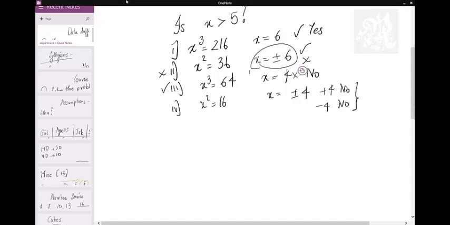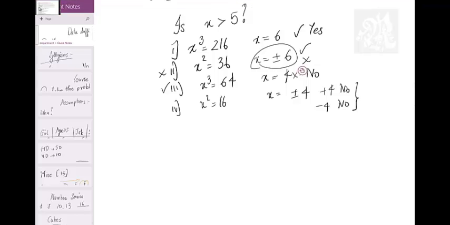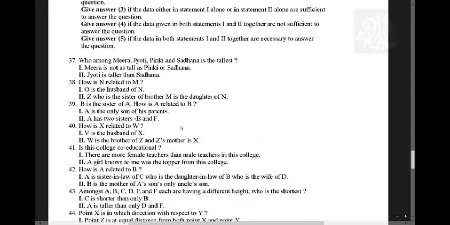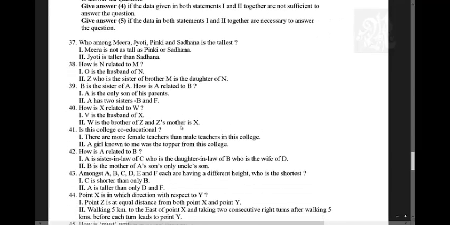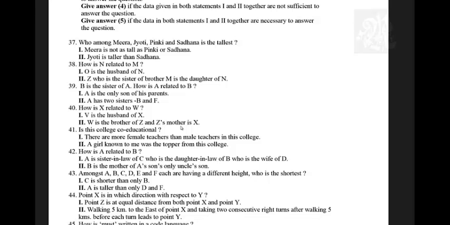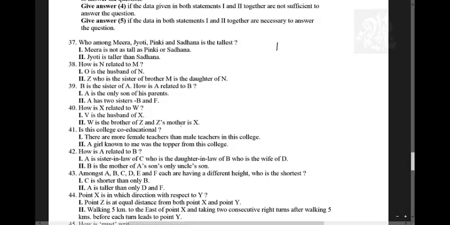Clear? What questions are just about answers. So precisely in logical reasoning data sufficiency, you'll have what kind of questions. For example, in the first one, what, who and all that. Who among Meera, Jyoti, Pinky, Sadhana is tallest? Look at the first statement. When you look at the first statement, look at that statement only. Don't look at the second statement for now. Meera is not as tall as Pinky or Sadhana. So Meera is not as tall as Pinky. She can be equal to them. She can be lesser.